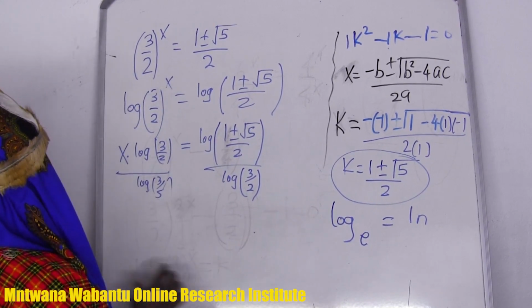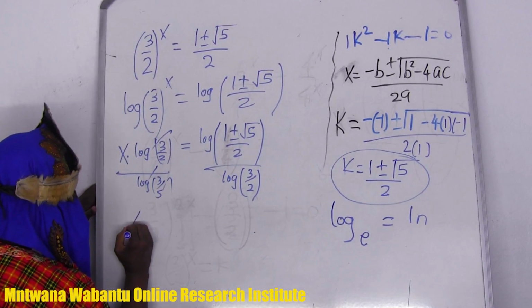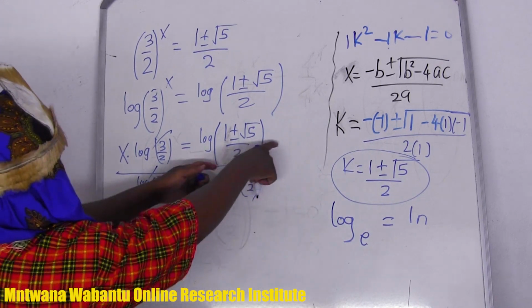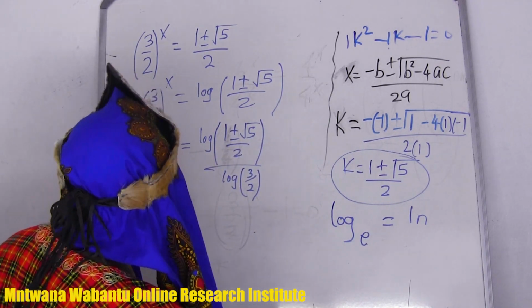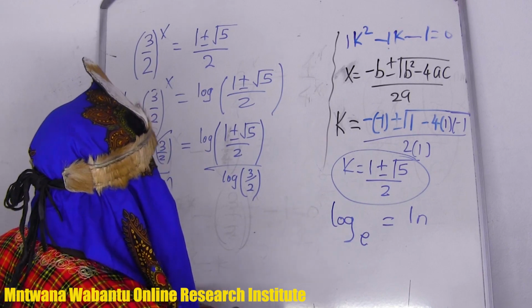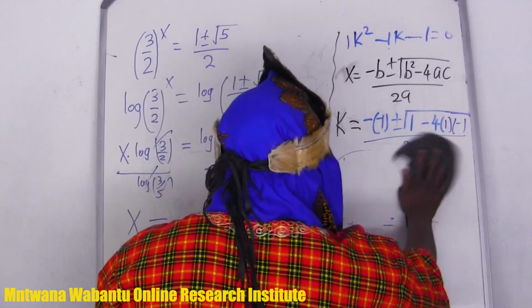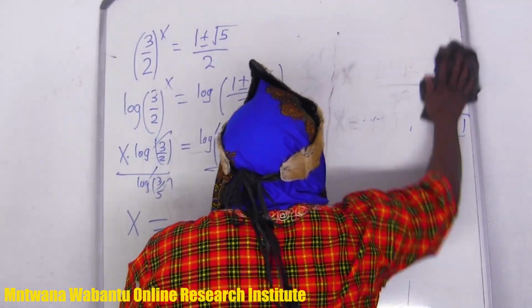Let's just finish up. So the value of x equals this. But let's simplify further. Let me take you to the laws of logarithms a little bit, because you can simplify this further.